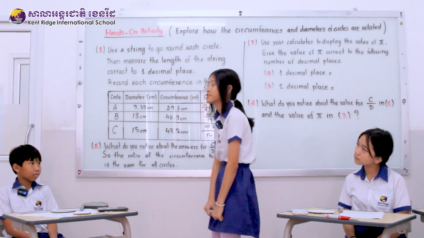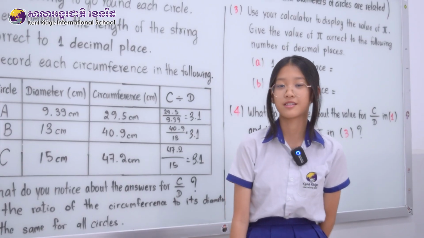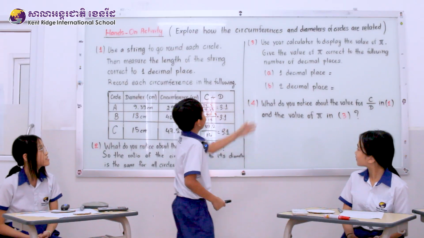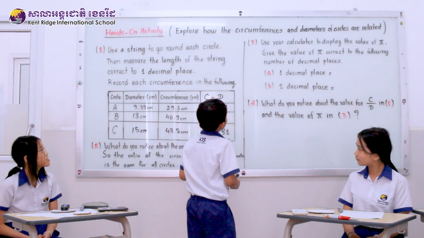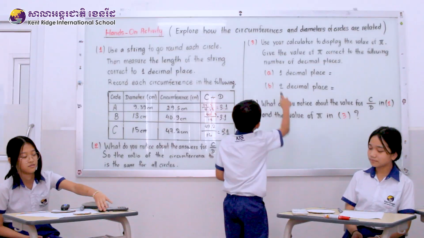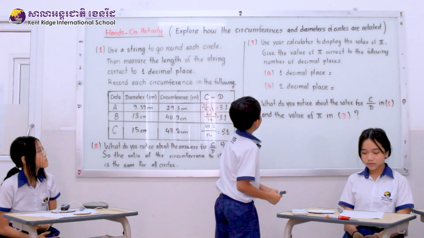Now, for question 3, I'm gonna give my friend this opportunity to answer it. Here you go. Hello, my name is Konbanyawat. I'm gonna do this problem right here. Number 3. It says use your calculator to display the value of pi. Give the value of pi correct to the following number of decimal.